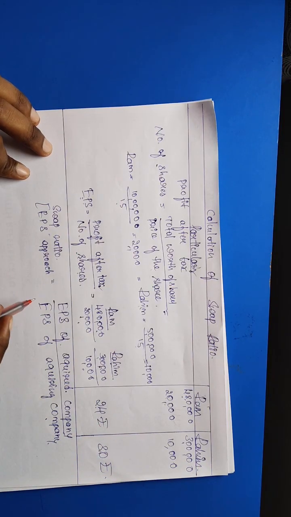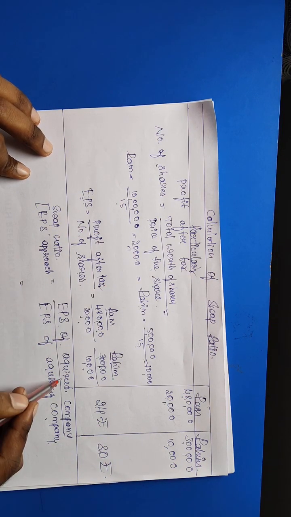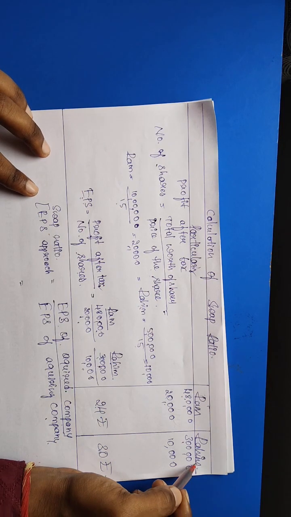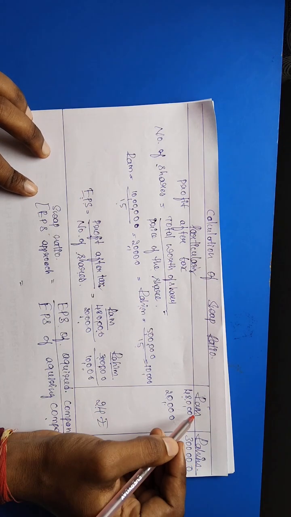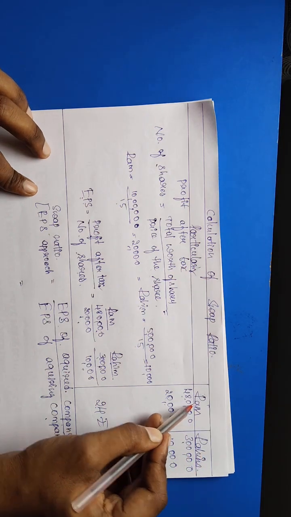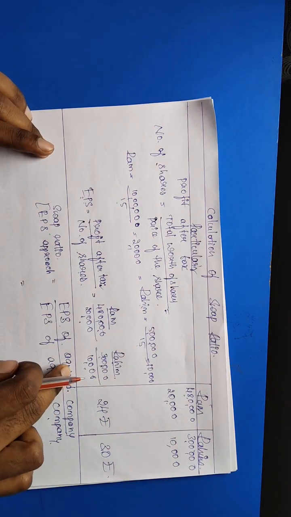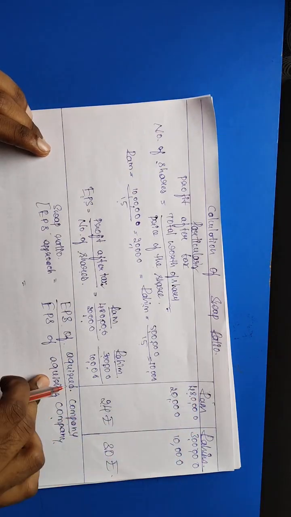So now just apply the formula: earning per share of the acquired company. Who is the acquired company here? It's Rahim. The acquiring company is Ram, because Ram is going to acquire Rahim. So that's why Rahim becomes the acquired company and Ram becomes the acquiring company.